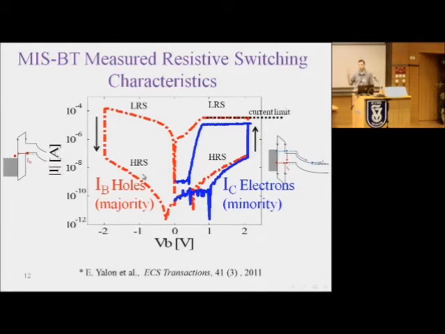Now I add the extra information provided by the MISBT structure, which is the electron current or minority carrier current. I'll start just by noting that at negative bias, as you can see from the energy band diagram, we wouldn't expect any electron current, and as expected, there is no collector current here. And at the positive bias, you can see that the switching occurs simultaneously for both currents. And at the low resistance state, here we have very significant injection of minority carriers. And I will now, in the next few slides, discuss this low resistance state characteristics.